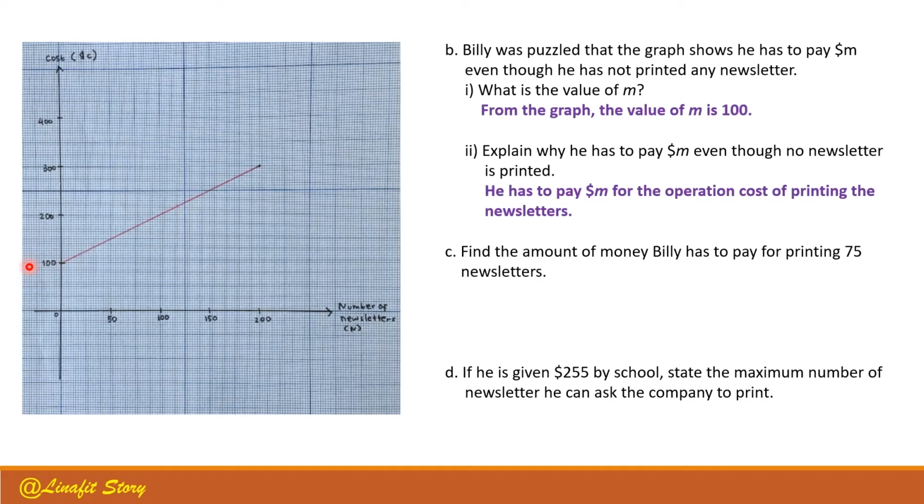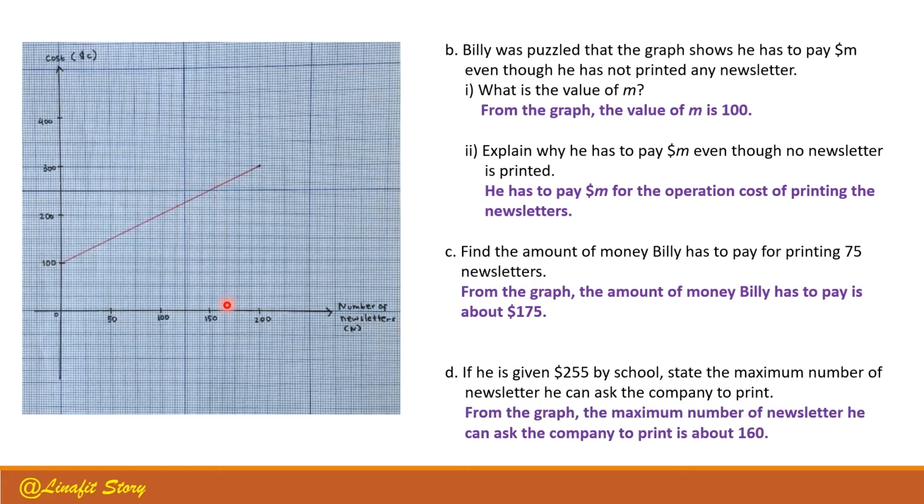Question C. Find the amount of money Billy has to pay for printing 75 newsletters. From the graph, the amount of money Billy has to pay is about $175. If he is given $255 by the school, state the maximum number of newsletters he can ask the company to print. From the graph, the maximum number of newsletters he can ask the company to print is about 160.